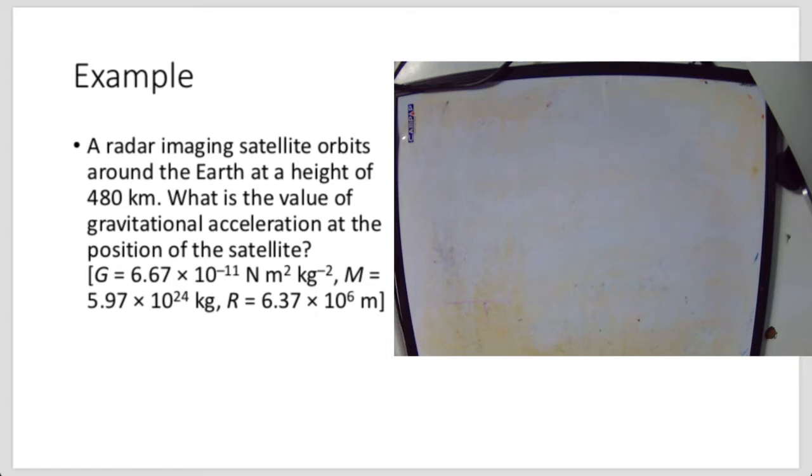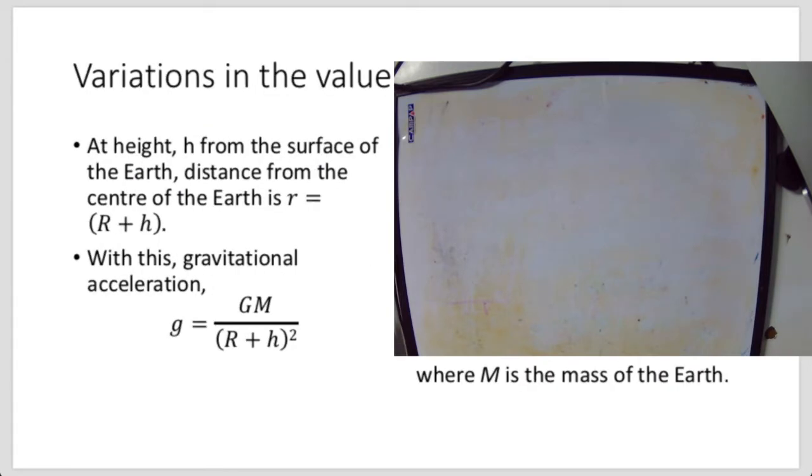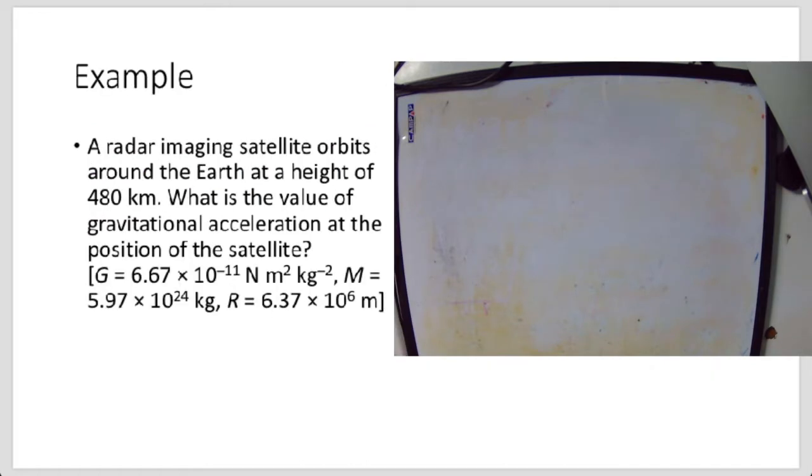Alright, let's go into the second example. This is an example of something that's away from the surface of the Earth, far away from the Earth. Since it's far away, this is the formula that we're going to use this time: small g equals capital G times mass over the radius of Earth plus the height, squared. Okay, so let's look at the question.